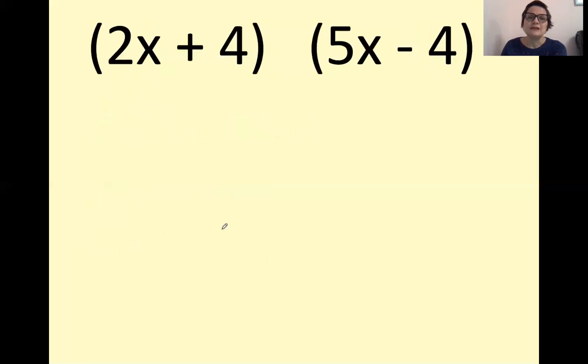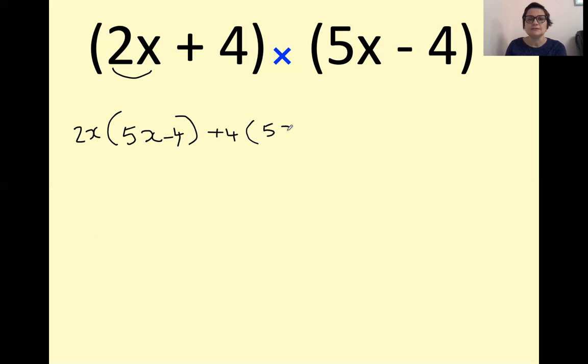Next one is going to be this one: 2x plus 4 multiplied by 5x minus 4. Again, this is the first term, 2x, and 2x multiplies the whole bracket. So I'm going to have 2x that multiplies the whole of the second bracket, 5x minus 4. Close the bracket. And then plus 4 multiplies the whole of the second bracket, 5x minus 4. Just like that, right?